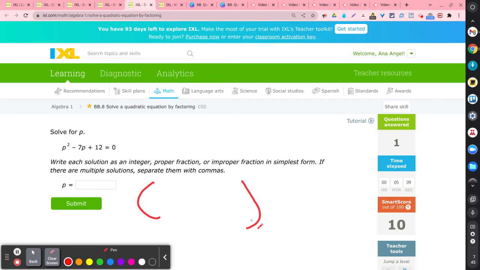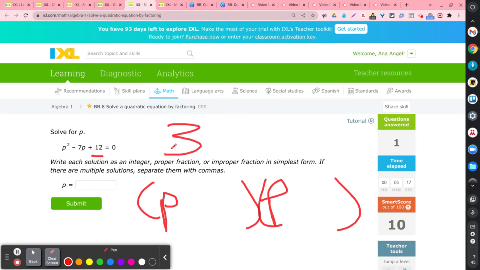So once again, just two parentheses. Variable is p. Factors of 12 that add up to 7. Again, it's 3 and 4, because 3 times 4 is 12, but 3 plus 4 is 7. So I'm just going to put 3 and 4. The signs are going to be the same, and they're both negative.